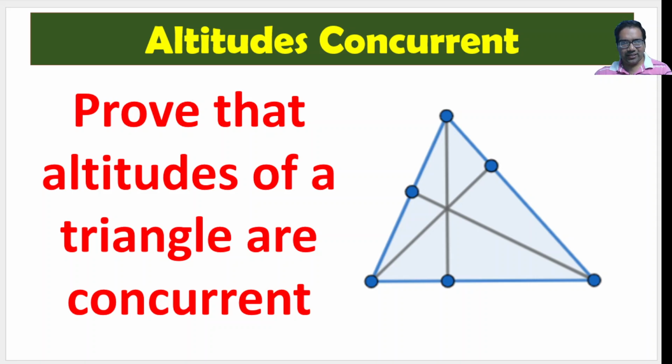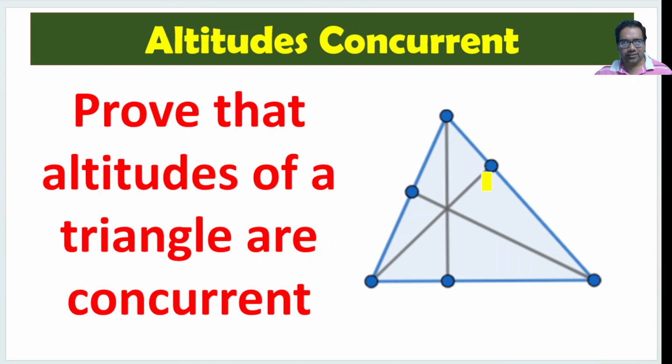That means here we have to prove that the altitudes of a triangle are concurrent. Concurrent means they pass through the same point. What is an altitude? Altitude is the length that is drawn from the vertex to the opposite side, making 90 degrees. This is a perpendicular line.